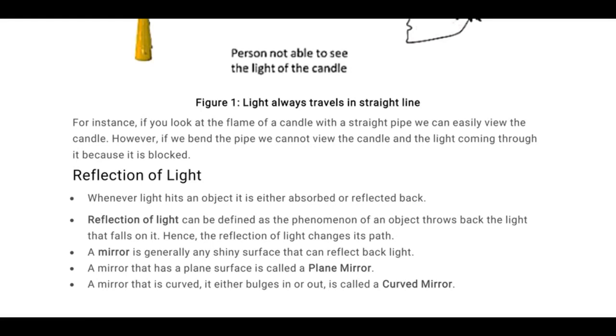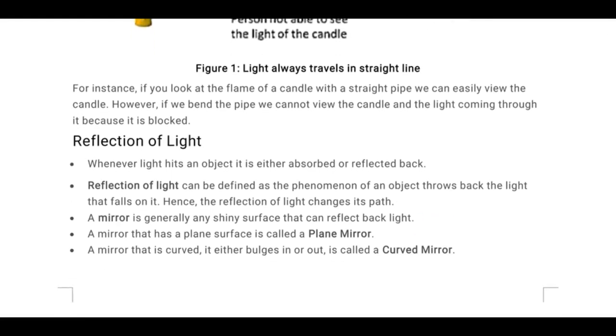So now we are going to the content. What is the reflection of light? The reflection of light can be defined as the phenomenon of an object throwing back the light that falls on it. Hence, the reflection of light changes its path. So, what happens when light falls on an opaque object? It bounces back.